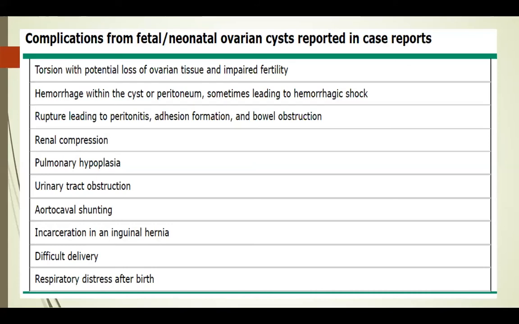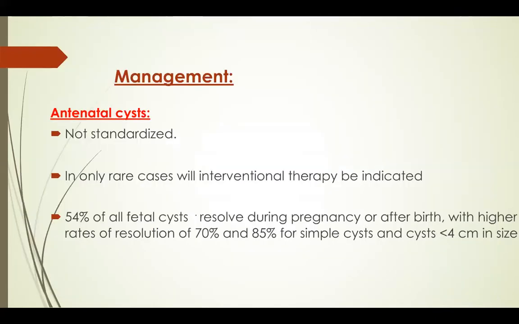So this table will summarize the complications from fetal and neonatal ovarian cysts: torsion, hemorrhage, rupture leading to peritonitis, renal compression, pulmonary hypoplasia, especially if the cyst is big, urinary tract obstruction, aortocaval shunting due to the compression, difficult delivery, and respiratory distress after birth. What about the management? We'll divide it into antenatal and postnatal.